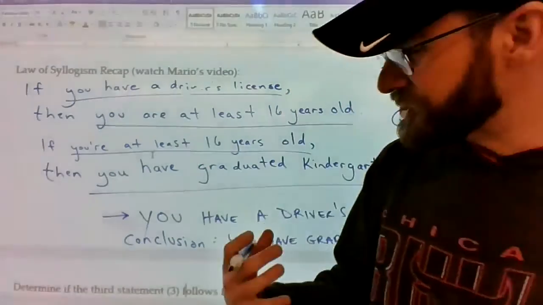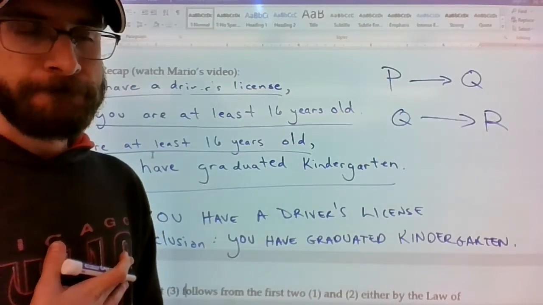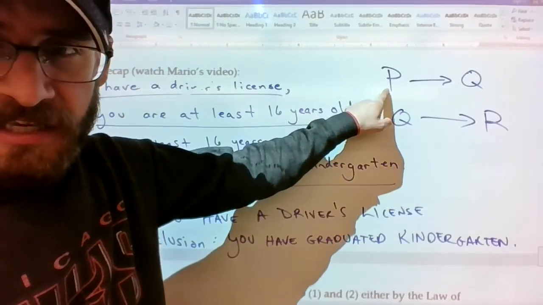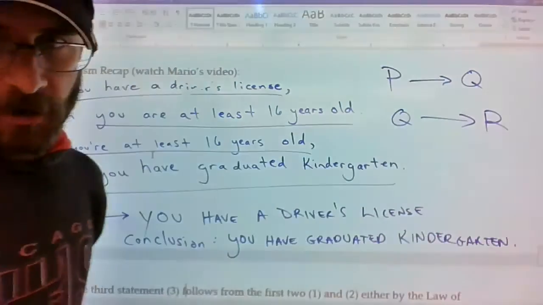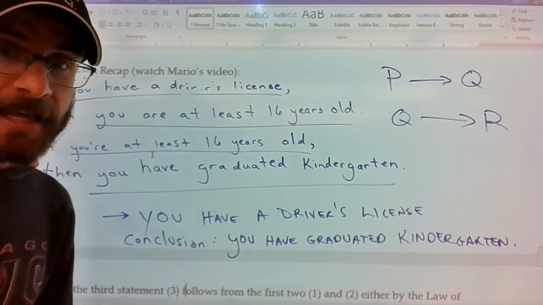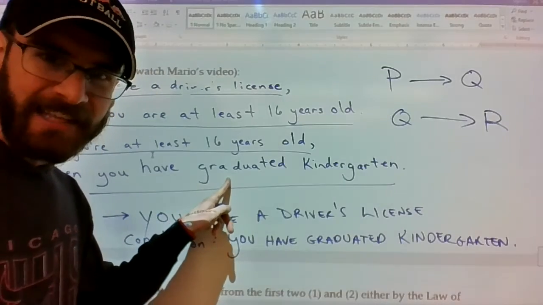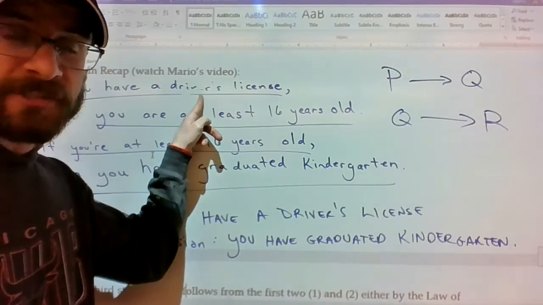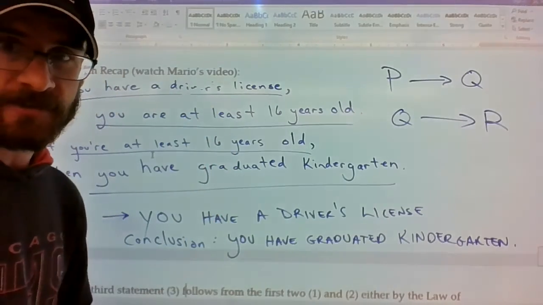Similarly, like with the law of detachment, I can't just take a random statement in the middle of this and kind of move forward with it. The flow of logic starts with P, goes through Q twice to get to R. So I can't say, hey, my nephew graduated kindergarten. I can't suddenly move my way back to he's 16 years old or that he has a driver's license because he's not 16 years old and he doesn't have a driver's license.